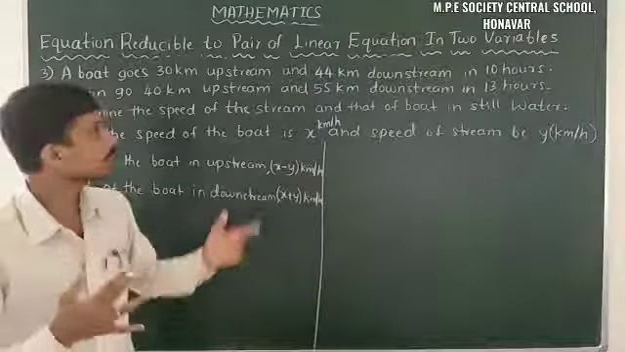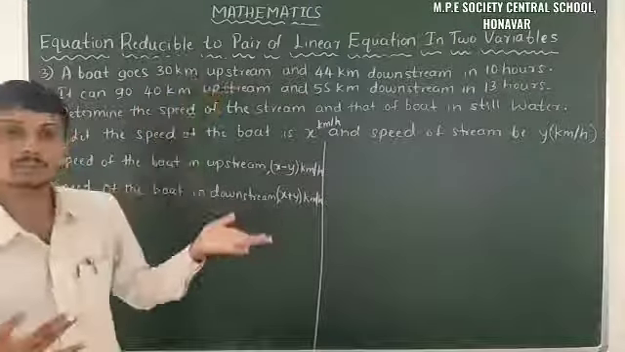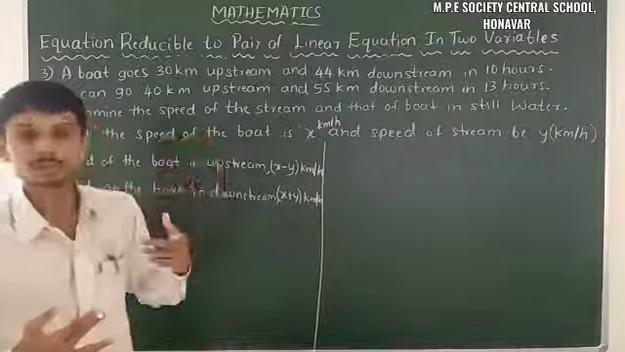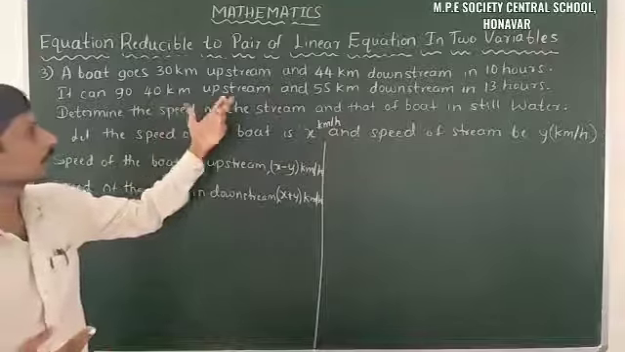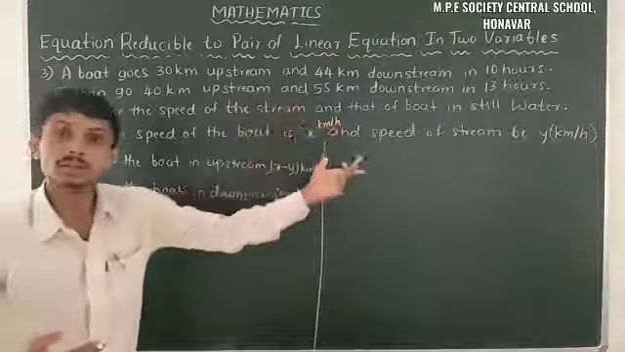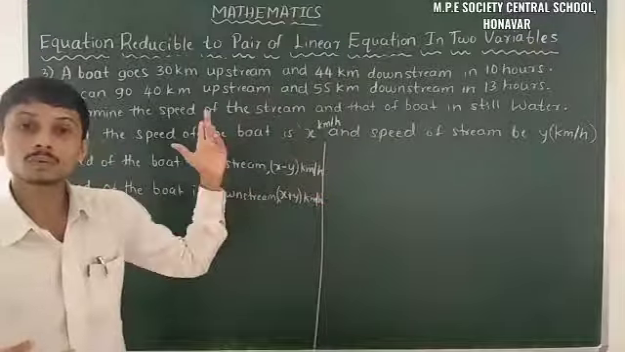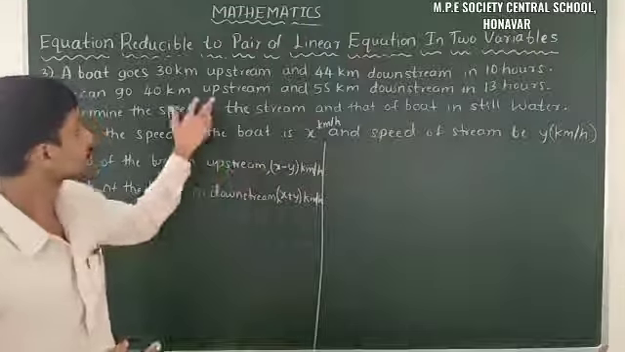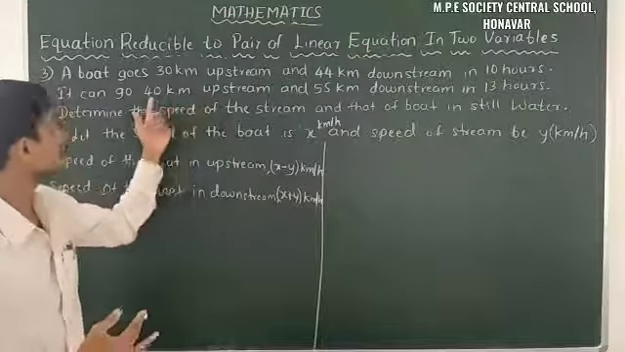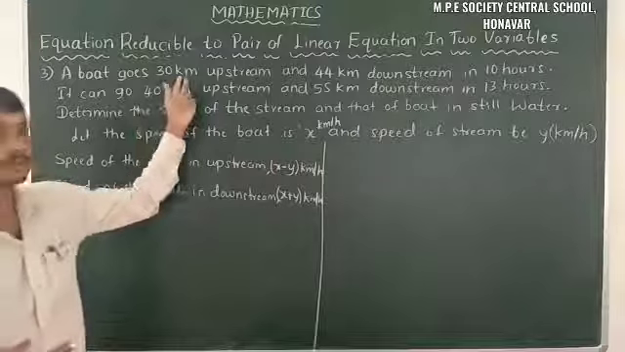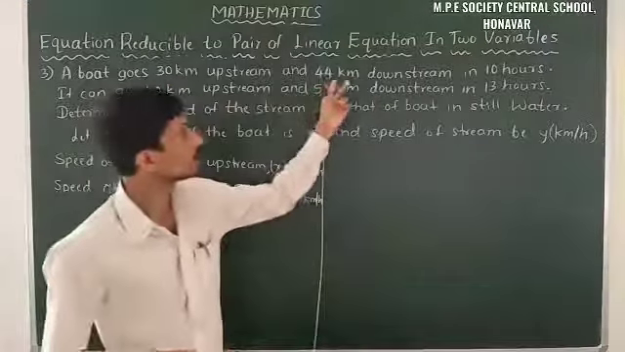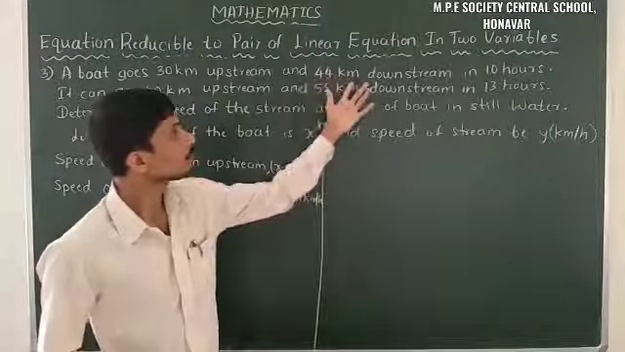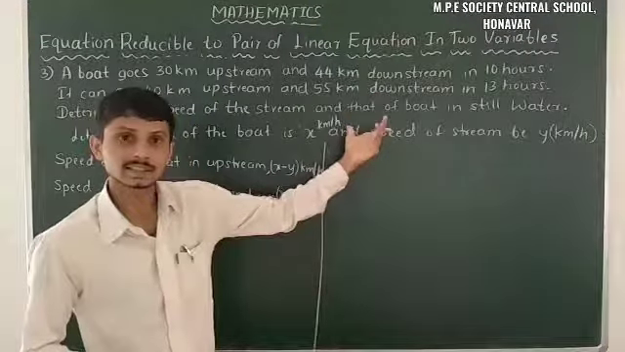In 10 hours it can go 30 km upstream and 44 km downstream. Again, it can go 44 km upstream and 55 km downstream in 13 hours. So we have that one. But here just observe, there are two terms, and it's a distance. 40 km and 30 km are the distances here. Again, 44 km and 55 km is also distance here.